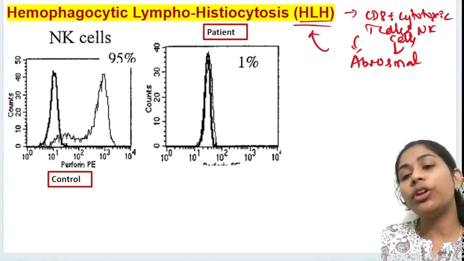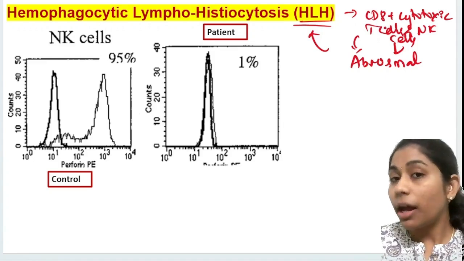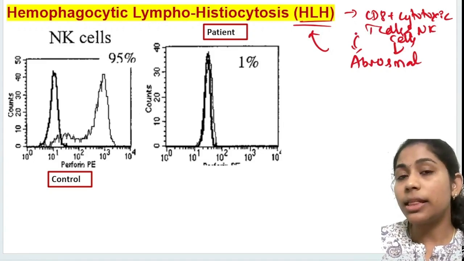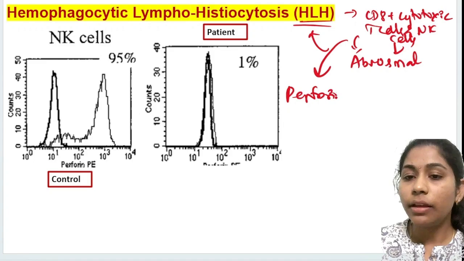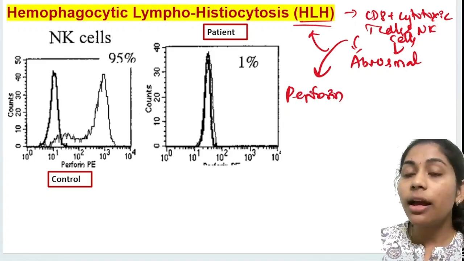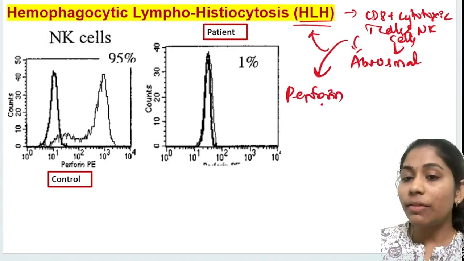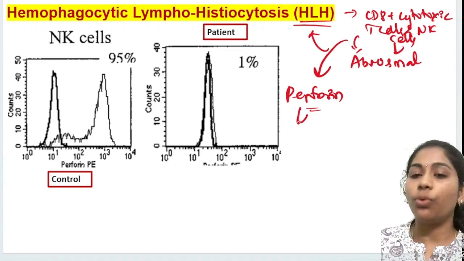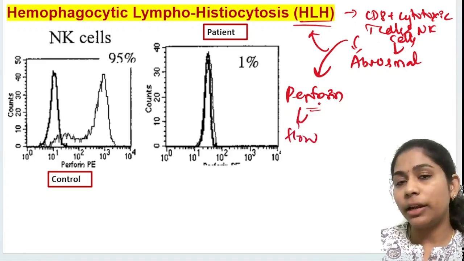So what do these army people have? They have guns, right? For our body's army, the CD8 T cells and NK cells, they have perforin, which is like a gun. This perforin creates holes in the invading pathogen and kills it. So they will secrete this perforin. We are checking this in flow cytometry. We are giving antibody against perforin and checking the perforin levels in the patient.